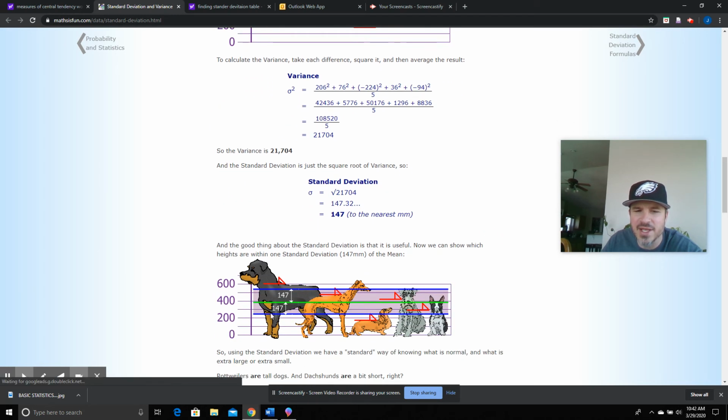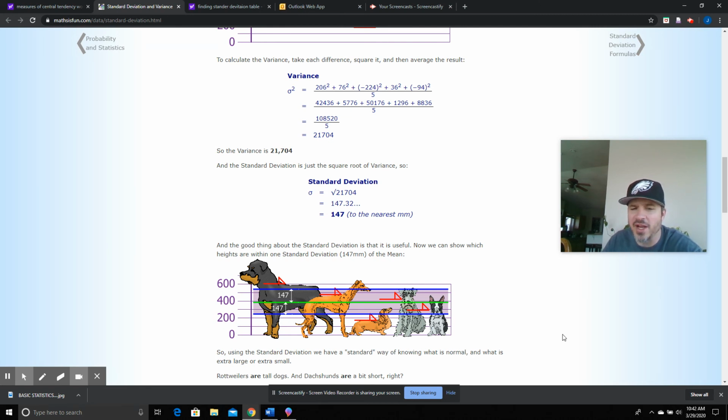So what that means is most dogs fit within one standard deviation, 147, from either side of the mean. So you can see that Rottweilers are not like most dogs. They're bigger than most dogs. And wiener dogs are certainly not like most dogs. They're smaller than most dogs. So most dogs are going to fit into this area, where my Great Dane's going to fit way out here. The toy poodle is probably going to fit down here. But most dogs will fit within 147 millimeters of that mean. And that's our standard deviation.